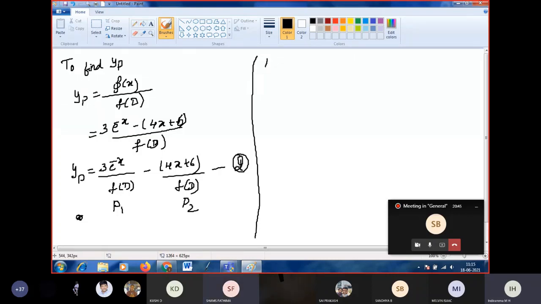Is it equation number 1 or 2? 2, ma'am. So already I used 1 for y is equal to yc plus yp.